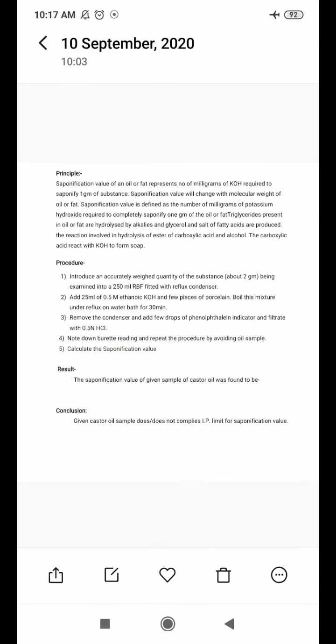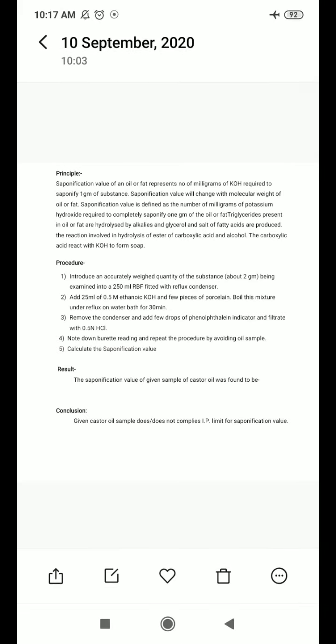Okay, then the result: how to represent or write the result. The saponification value of the given sample of castor oil was found to be whatever. Before that, you should know the standard value of castor oil. What is the standard value of saponification? You should get that value from the IP, that is Indian Pharmacopoeia, or standard books like the Merck Index, and you can refer to any. In that they have mentioned the standard saponification value for castor oil.